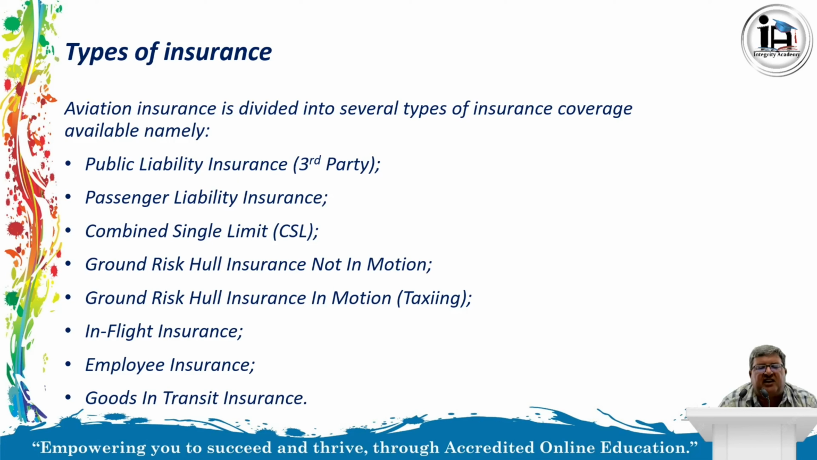Aviation insurance is divided into several types of insurance coverage available, namely, this is the type of insurance we're going to look at and discuss now in class 1.3. We're going to look at public liability insurance. It's like third party, other people. Passenger liability insurance, combined single limit CSL insurance, ground risk hull insurance not in motion. That is when the airplanes are standing on the ground, so they are not in motion. You're going to look at ground risk hull insurance in motion when they're taxiing.